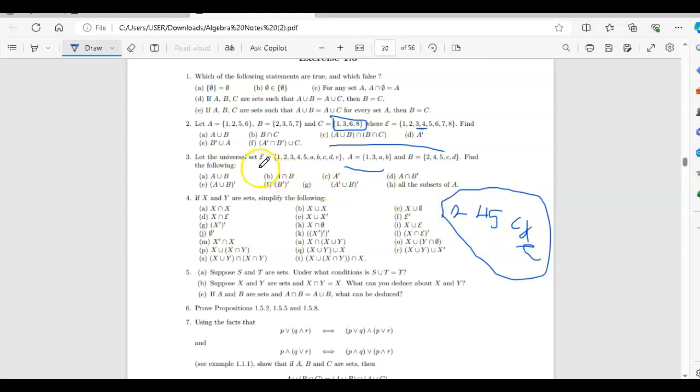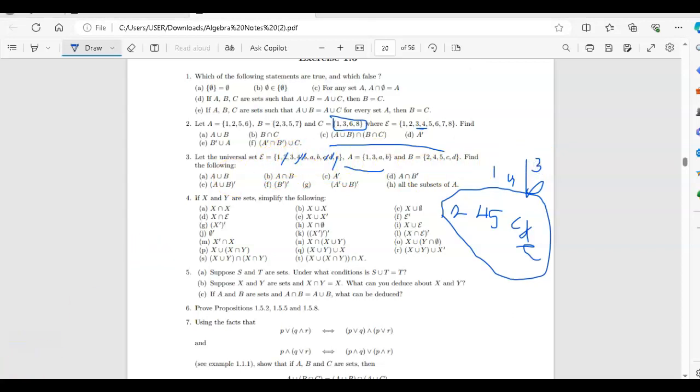So you go to this where all the sets are listed, and you just strike. So not 2, not 4, not 5, not C, not D, not E. So the answer will be 1, A, B. So 1, A, B. And 3, there's a 3 there. So 1, A, B, 3. Yeah, 1, A, B, 3.